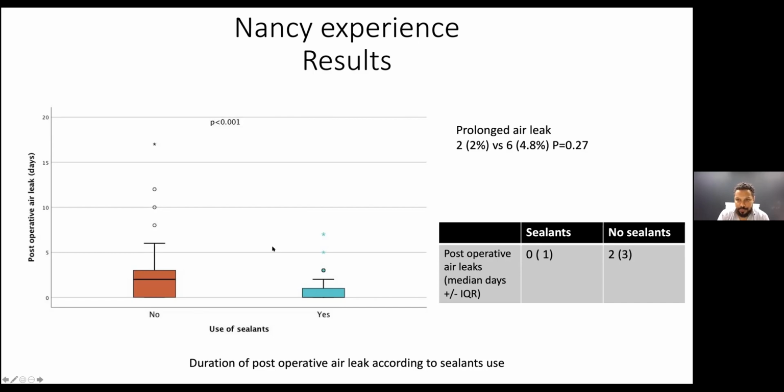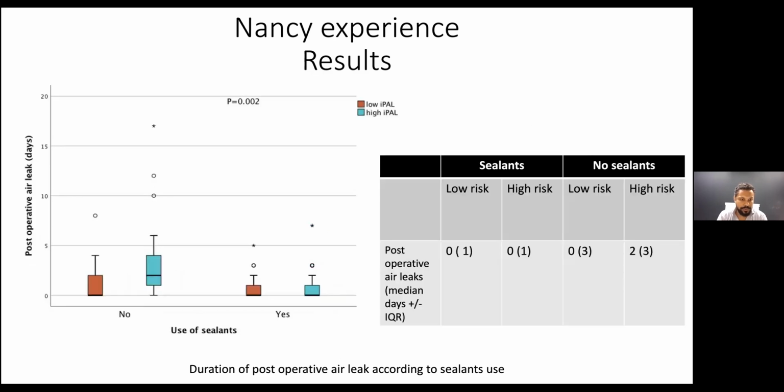The rate of prolonged air leak, so more than 5 days, in case of use of sealant was 2%, only 2 patients, and was pretty low too in the other group, with only 6 patients, around 5%, with no significant difference.